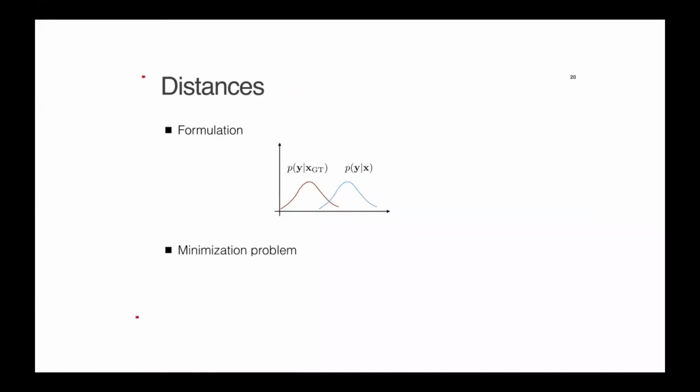As we just discussed, we want to find the 3D structure X such that the distance between the actual distribution, the probability of Y given X ground truth, and our distribution, the probability of Y given X, becomes minimal. So we are trying to find the 3D structure so that the distance becomes minimal. Now we are wondering which kind of distances we can use. So we can go for the most common distance, which is KL divergence.